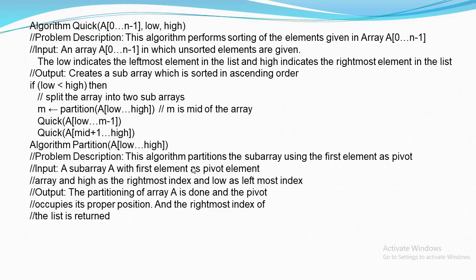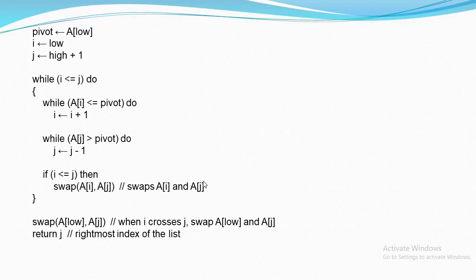Next, the partition problem description: it partitions the subarray using the first element as the pivot element. The input is a subarray, and the output should be a partitioning. This is the main algorithm. The pivot element is equal to A of low. We set the value of I equal to low, and J is equal to I plus 1. While I is less than or equal to J, we go into the loop.